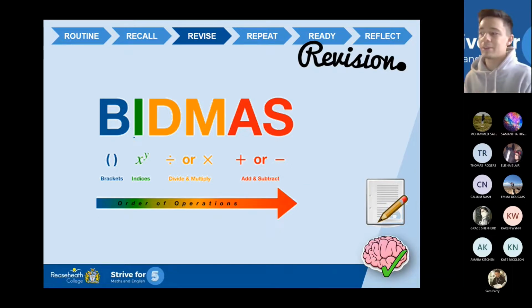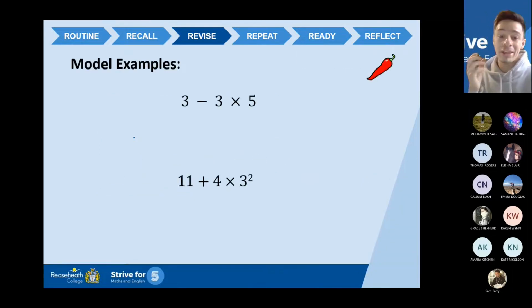And the reason why BIDMAS exists is because you could give a maths question to someone in Japan, someone in Tokyo, someone in Australia, and then someone in Croatia. They would all answer it the same way because of BIDMAS. It's like the international rule, okay? So that's why BIDMAS is important, because they'd all answer it in the same way and get the same answer.